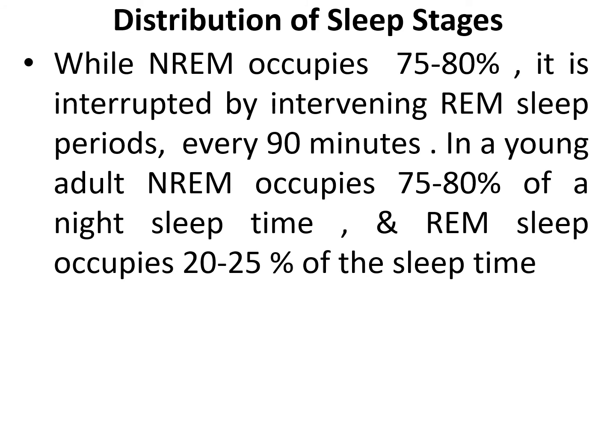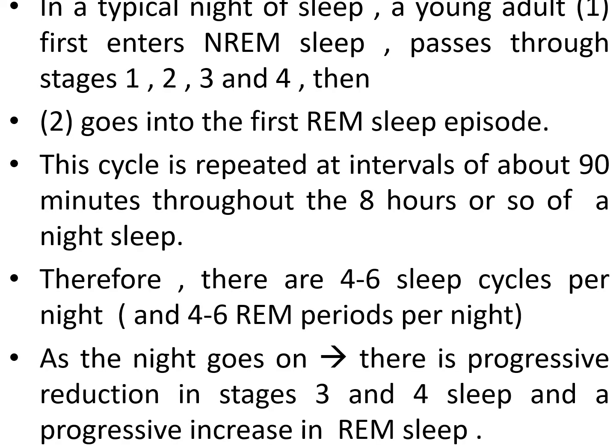And regarding the distribution of sleep stages, NREM occupies 75 to 80% but is interrupted by intervening rapid eye movement sleep periods every 80 to 90 minutes. In a young adult, NREM occupies 75 to 80% of a night's sleep time, and REM sleep occupies the rest, 20 to 25% of sleep time.